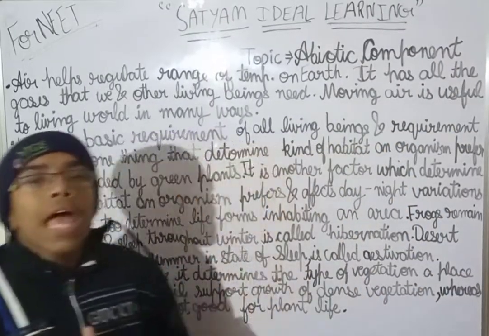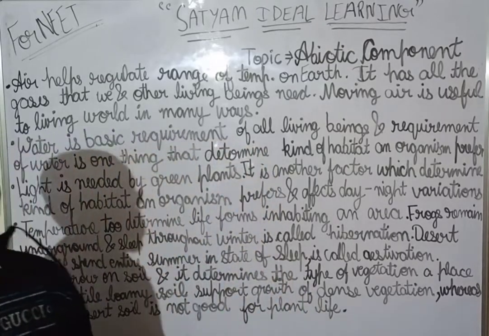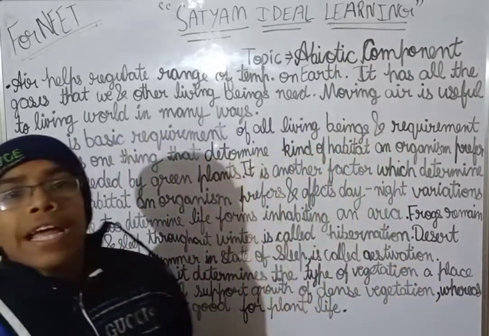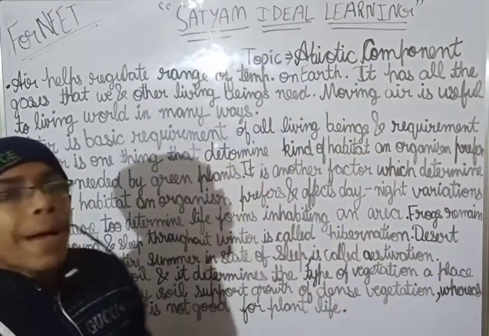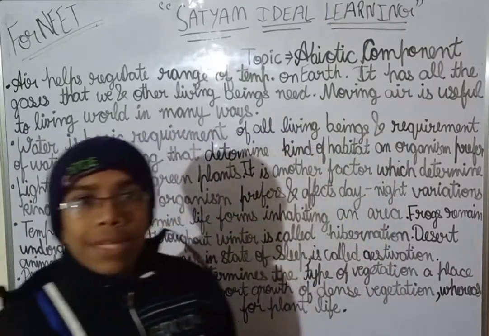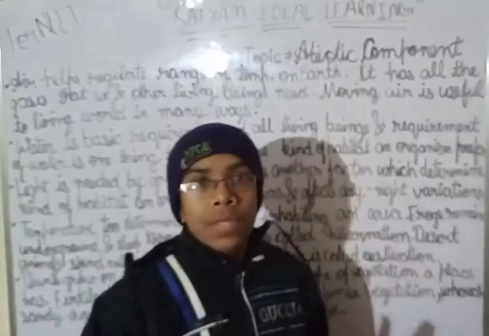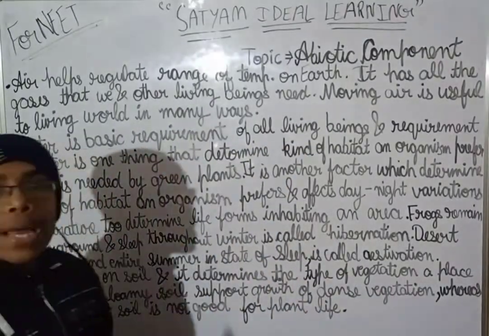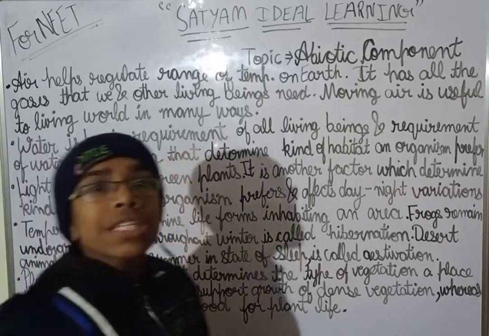Then comes nitrogen. Nitrogen is the most abundant gas in the atmosphere, with 78%. It helps plants as well as animals. It helps animals by making proteins. Nitrogen makes proteins, and proteins are the building blocks. They build our body. Okay, so proteins help in building up our body.